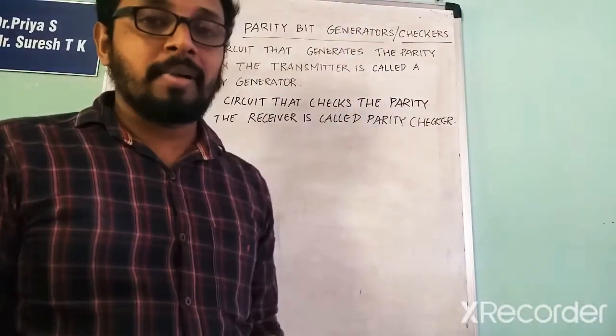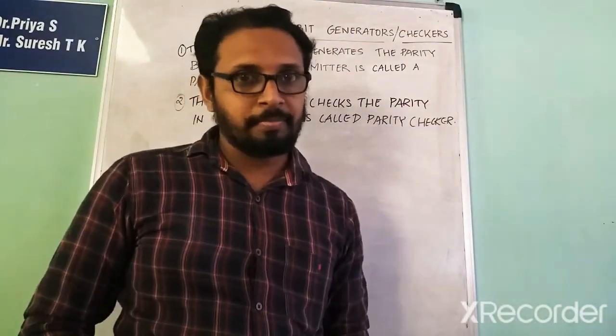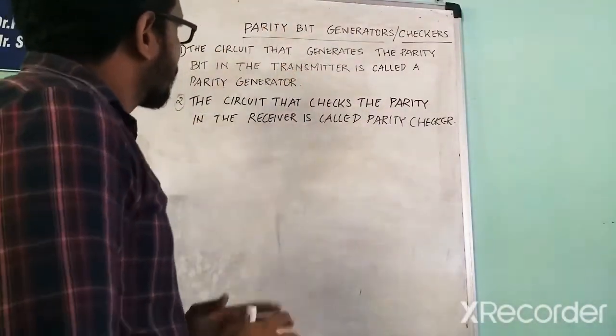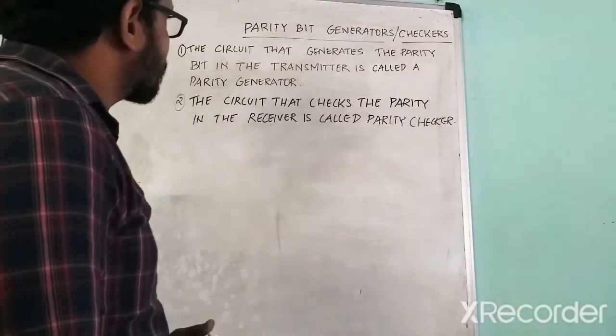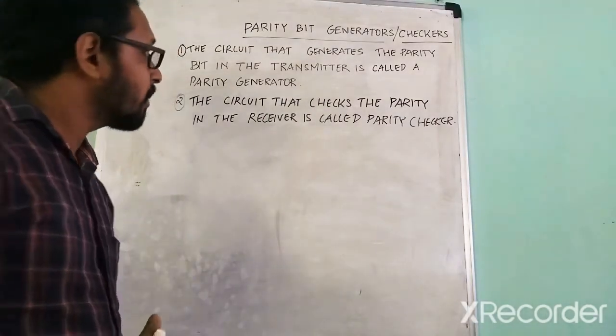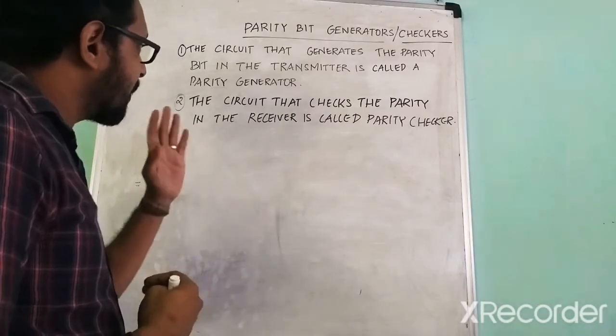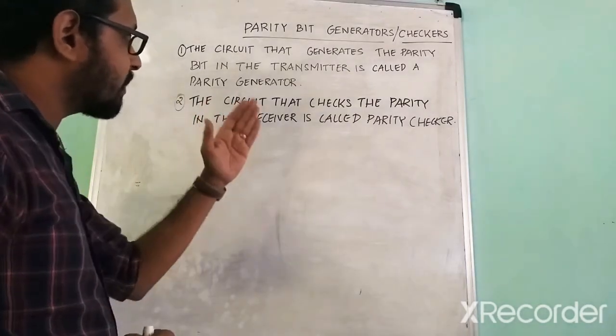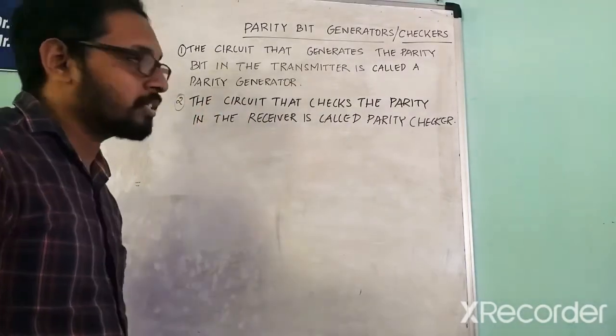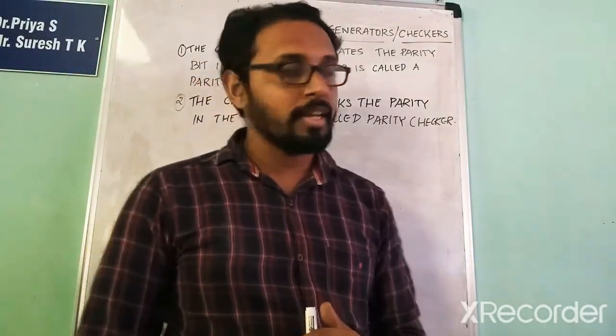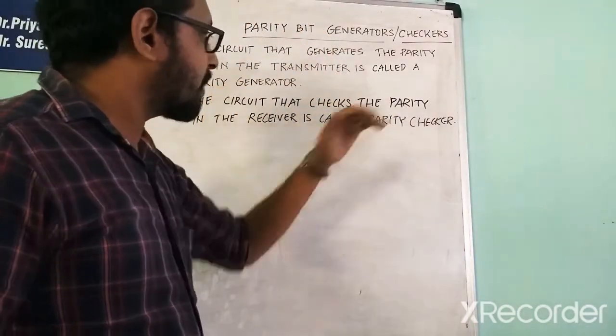Our next topic is parity bit generators and checkers. This is a definition. The circuit that generates the parity bit in the transmitter is called the parity generator. The circuit that checks the parity in the receiver is called the parity checker. So, parity bit generator and parity checker.